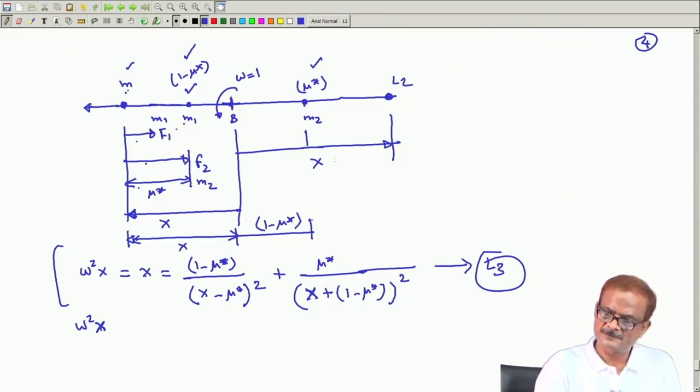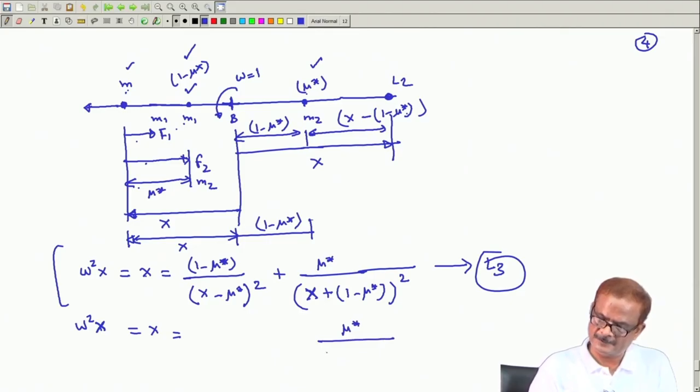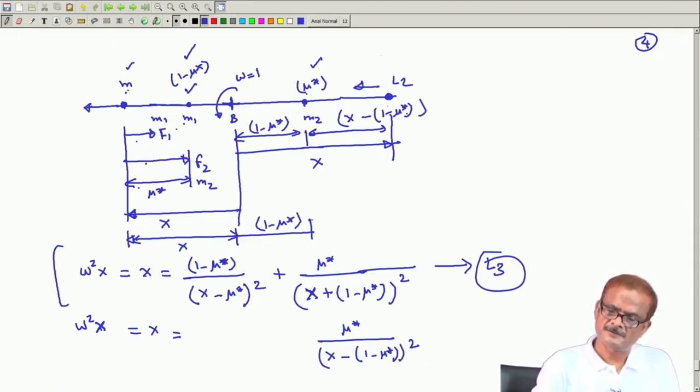And the force acting on this will be, this is x minus 1 minus mu star, this distance, because this is the distance 1 minus mu star. So, force acting on this will be, this equal to x, and due to mu star we write here mu star divided by x minus 1 minus mu star, this whole square, this is acting toward the left on this side. So, this is due to F 2 and then due to F 1.